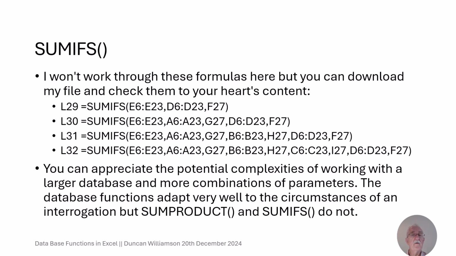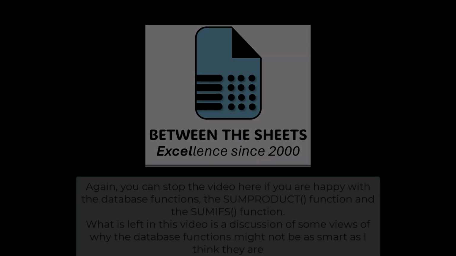Sum ifs, again, I won't work through the formulas here, but you can download my Excel file and check them. But here they are. And notice again, 1 parameter, 2 parameters, 3, 4, and the sum ifs function expands to work on those. And if you add a 5th, 6th, 7th parameter, you know what's going to happen. So you can appreciate the potential complexities of working with a larger database and more combinations of parameters, and the database functions, they do adapt very well to the circumstances of an interrogation, but sum product and sum ifs, in my opinion, don't.